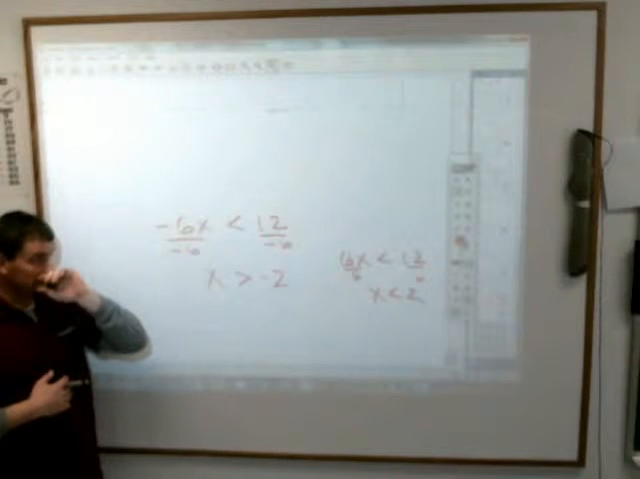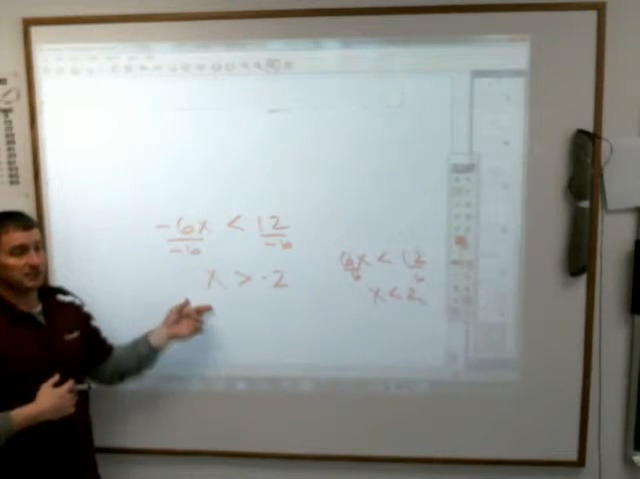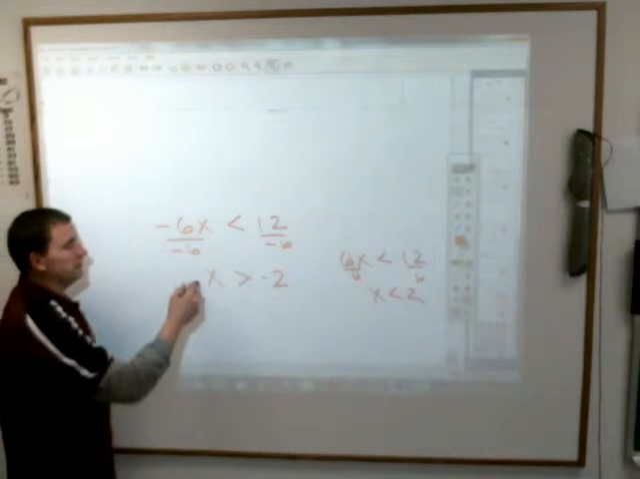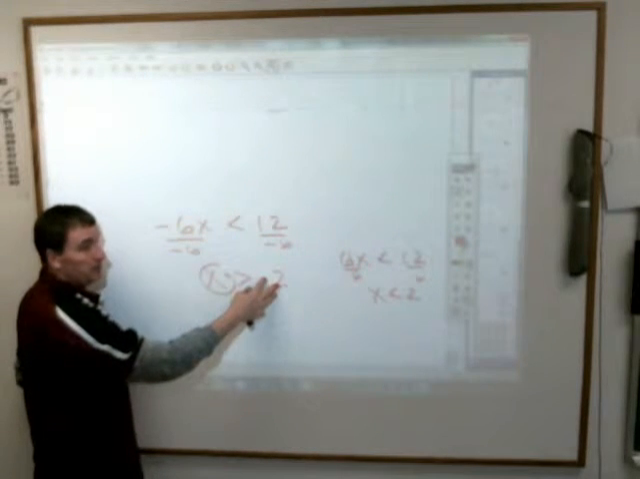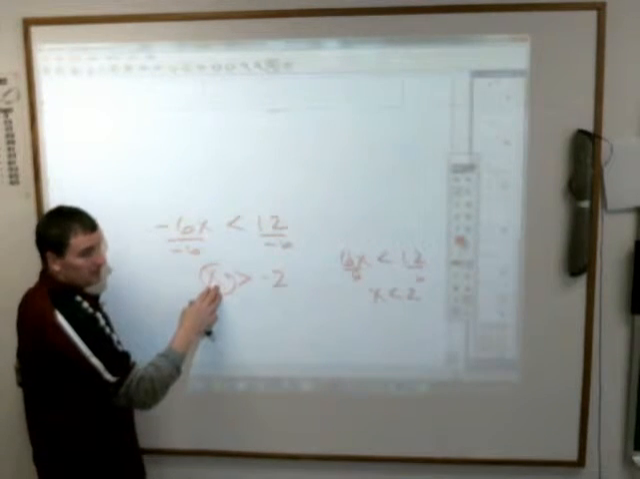Morgan? It's still negative though. What's still negative? My x isn't. I only care about the x being negative. My number over here can be negative. This number is fine to be negative, it's the variable that can't be negative.